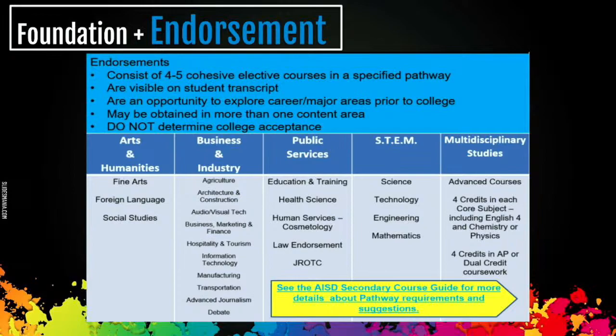Within each of these endorsement areas, there are pathways of electives that students take in order to reach that endorsement. So again, 26, within those 7 elective credits, students take a pathway of electives to reach an endorsement.